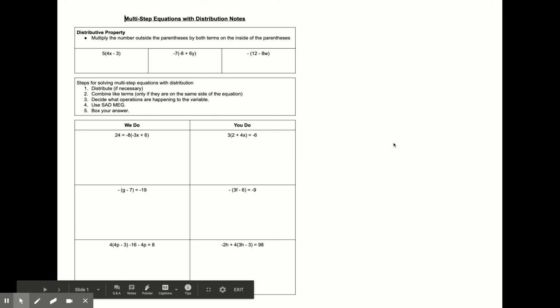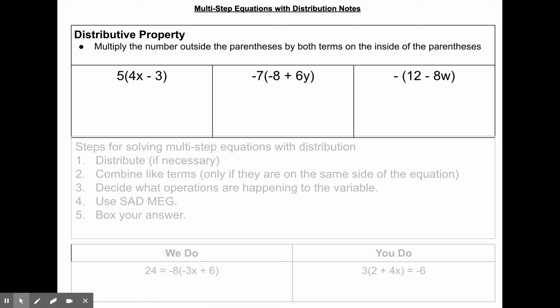Today we're going to fill out our multi-step equations with distribution notes. Your page looks like this, and we'll start up at the top, reviewing the distributive property. The distributive property is when you multiply the number on the outside of the parentheses to both terms on the inside of the parentheses. So taking our first example, we have 5 times 4x would give us 20x minus 5 times 3 equals 15. We box our answer to make our sweet teacher happy.